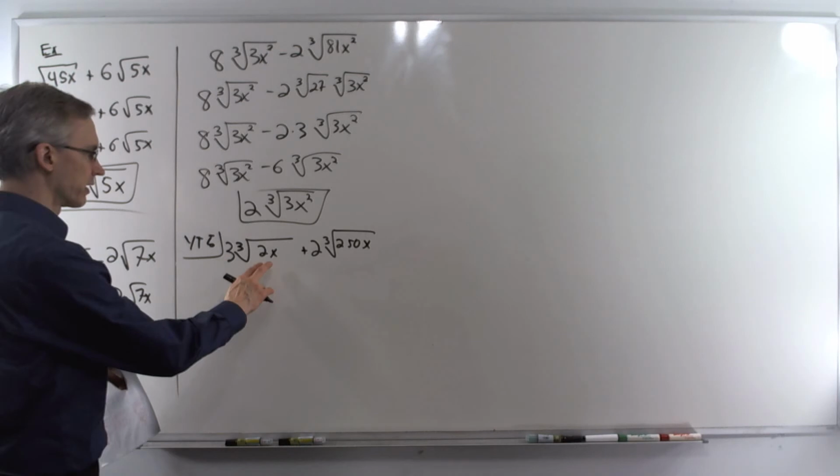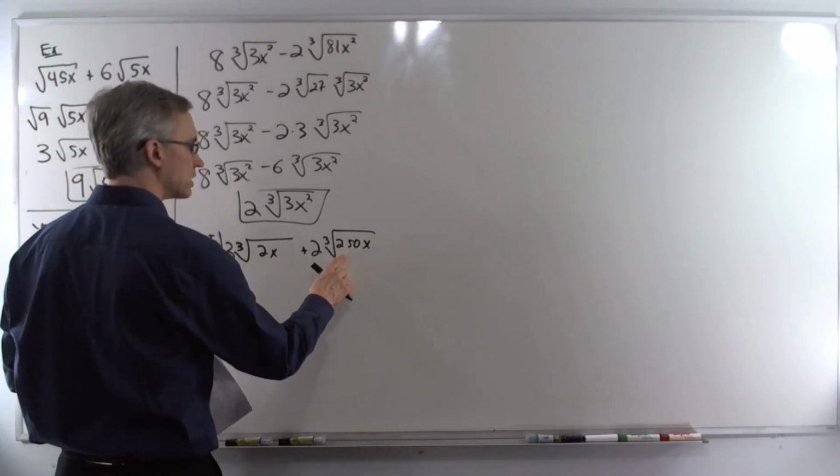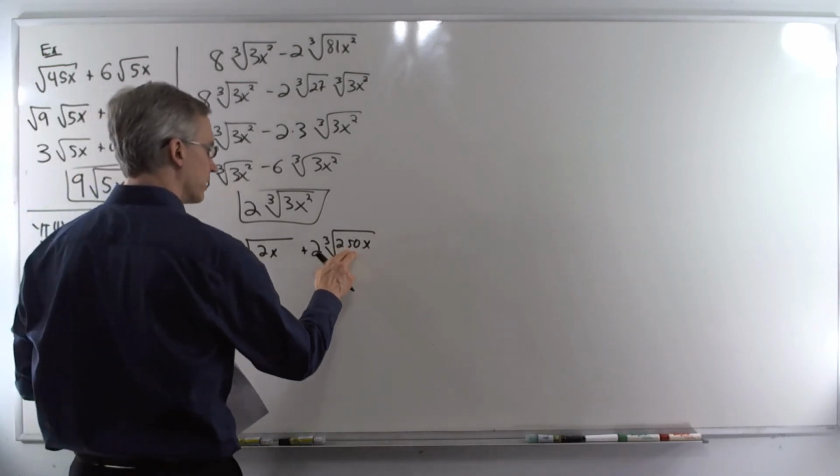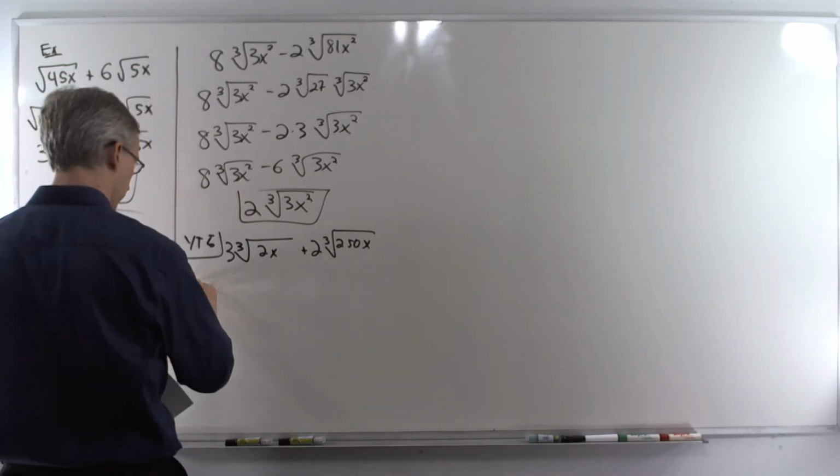And we got a 2x over here, so we want a 2x over here. 2 times 125 is 250. So that's how we'll break up that one.